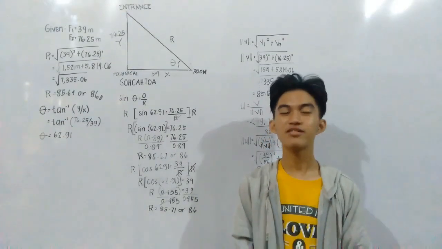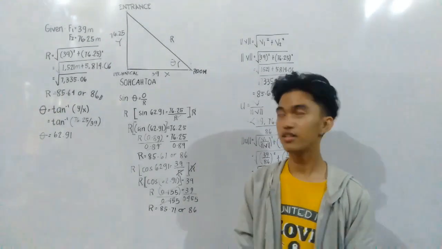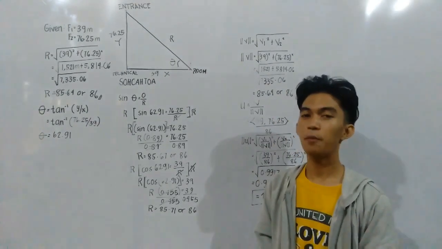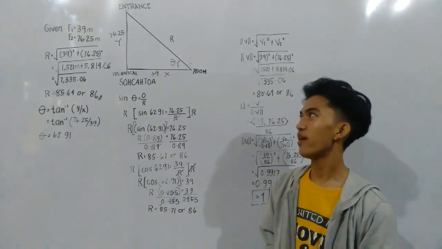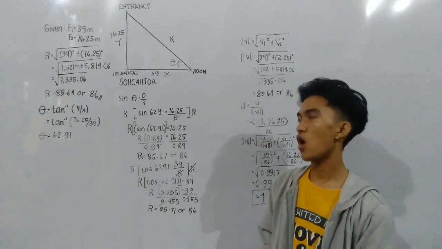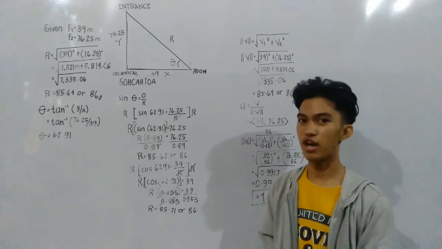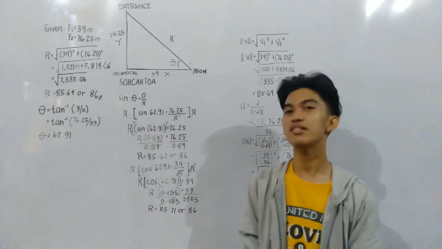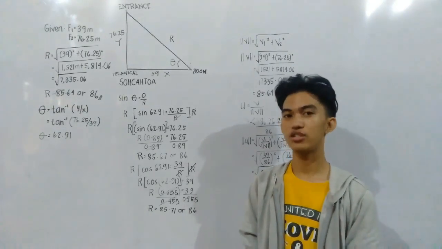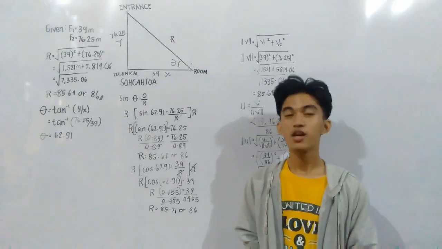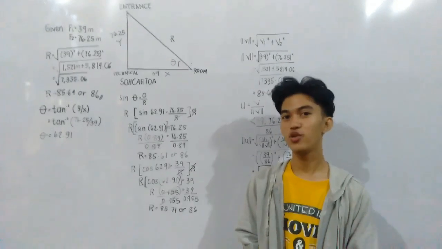Good post-meridian, everyone. So we're assigned to measure the distance between the room and the technical to the entrance. Based on what we have gathered on the measurement, the room and technical has a distance of 39 meters. And for technical up to the entrance, we've gathered a distance of 76.25 meters. We've used a meter stick as a standard reference. So we're asked to find the resultant vector, the angle, and the unit vector.